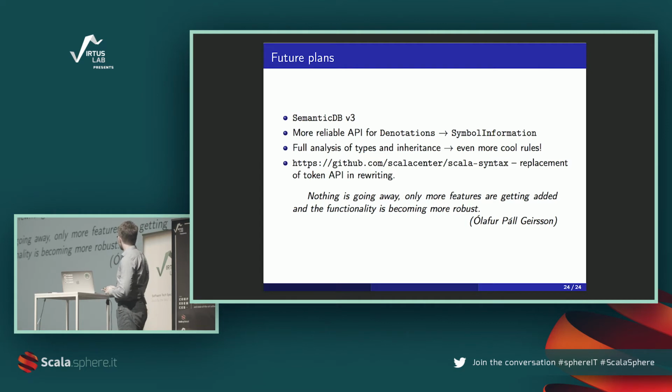And for the limitation of rewriting, we have Scala syntax. The Scala Center has the Scala syntax repo. It's a replacement of the low-level token API in rewriting. So basically, it's just a pretty printer of the Scalameta AST, but it's not so simple. It should preserve the comments, the blank lines, blank spaces in the user code. So it's kind of tricky to do.